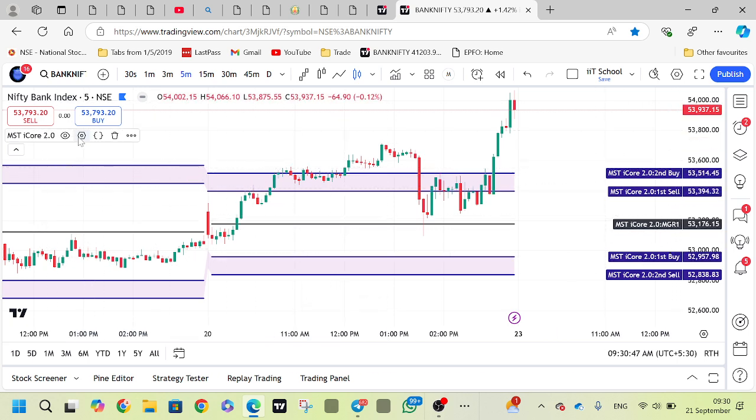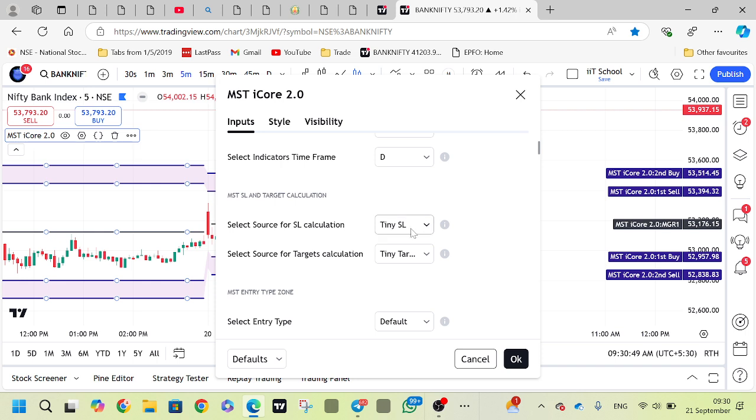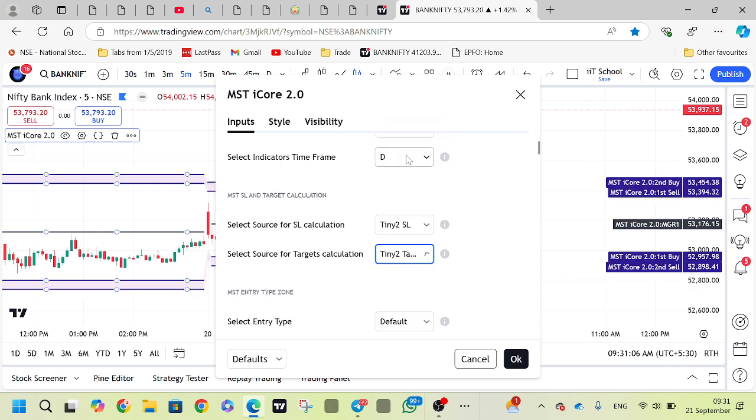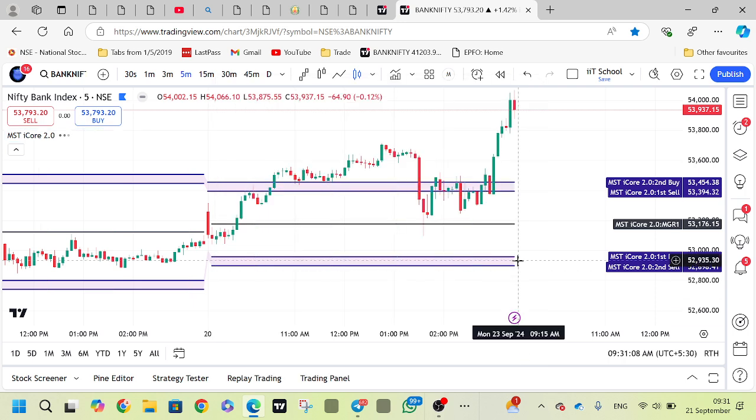Now if you notice here, go to the settings. Since we are trading in Bank Nifty, the range will be very high. See here, 394 is the entry, 514 is the stop loss. So the range is around 110 points. 110 points we cannot afford if we lose in one trade. So that is why we have to reduce the stop loss to tiny and the target to tiny. This is the first thing you have to do.